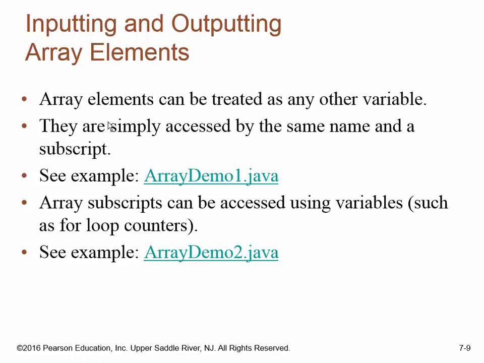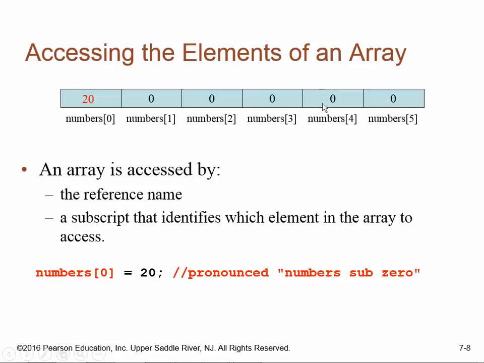You can treat an array like you would any other variable. When you pass an entire array to a function, you pass it by reference, not by value. So if you pass an entire array to a function or method, any changes you make are permanent changes. However, if you pass individual array elements, they're just treated as any other variable. So if I pass all of numbers to a method and I change what's in here, it's permanent. If I just pass number 0 and I change it in my method, it's a temporary change just within the method itself.